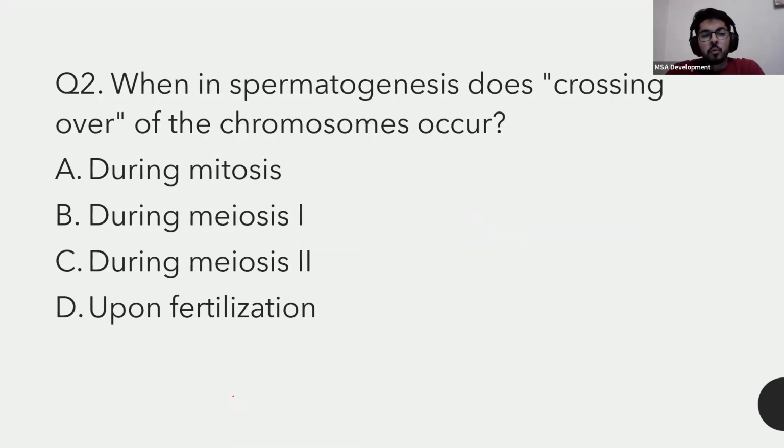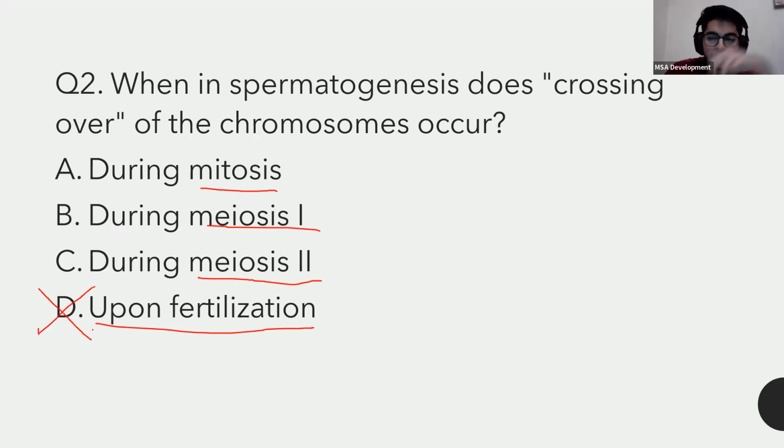Question 2. When in spermatogenesis does crossing over of the chromosome happen? During mitosis, during meiosis 1, during meiosis 2, or upon fertilization? So basically, upon fertilization is totally wrong because it's too late. During mitosis, also, we discussed that there is no crossing over, and all the cells that are produced are identical. So it's either meiosis 1 or meiosis 2.